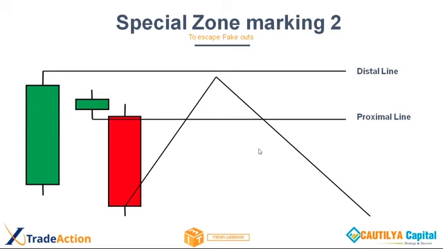Always, proximal lines are fixed. Friends, remember, when it comes to the proximal line, you have two options: either take the wick or take the body. That's your choice. The distal line is a dynamic line. Why? The proximal is your entry line. Even if your proximal line is in a wrong place, it's okay, you miss the trade. But if your distal line is in a wrong place, you lose the trade. Remember the fact, missing a trade is okay, but losing a trade is bad.